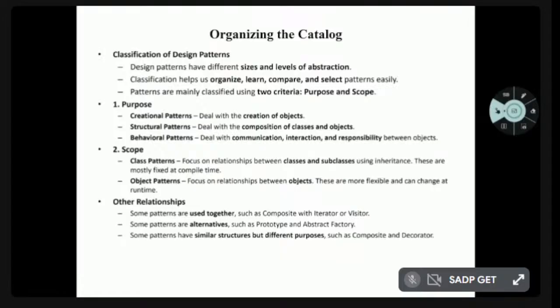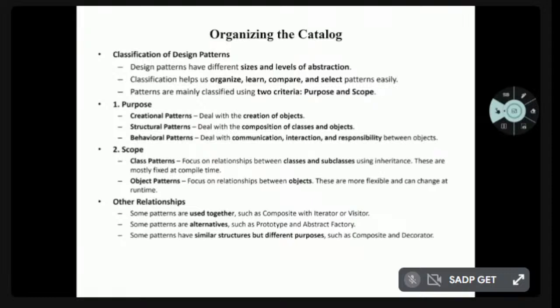That is how our catalog is going to be categorized, and what the use of those main categories is. They are organized in two different ways, that is purpose and scope. Each and every pattern has its own purpose. When it comes to scope, there are class patterns and object patterns. One is at compile time, that is class patterns. The other is at runtime, that is object patterns, right?